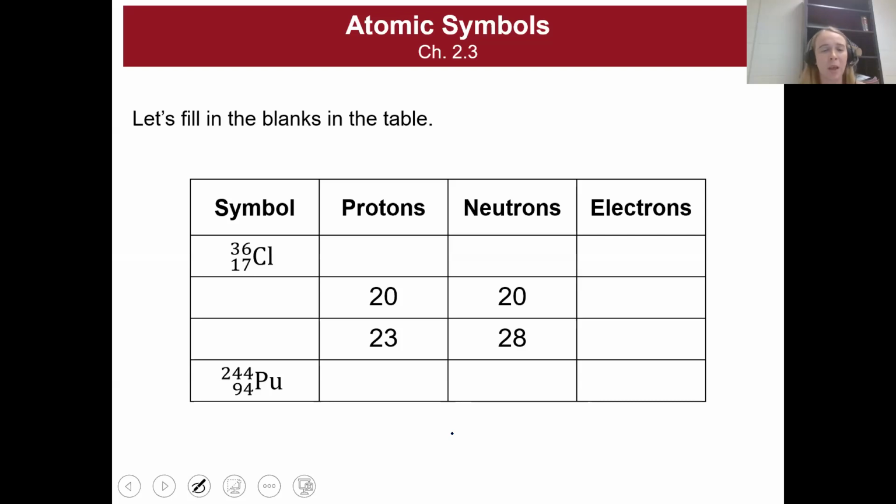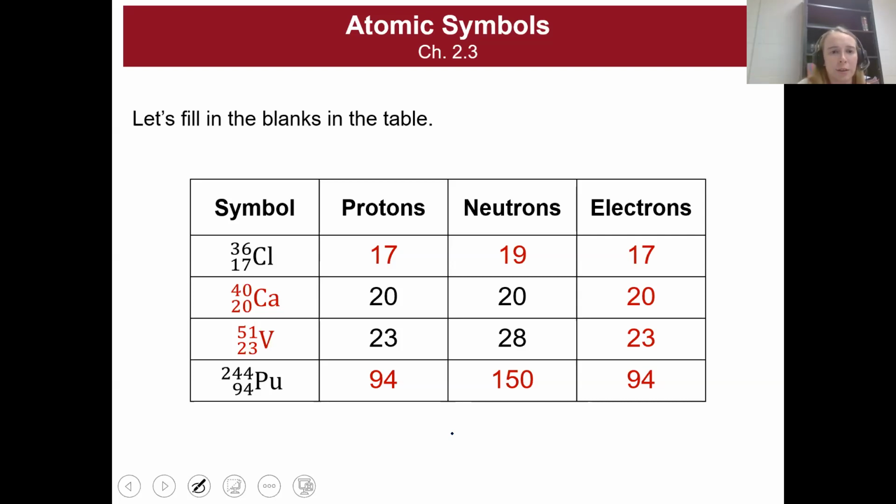Okay, all done. I'm glad you practiced this yourself and filled out this table. These are the answers. So we have chlorine with 17 protons and electrons, calcium with 20 protons and electrons, vanadium with 23 protons and electrons, and finally plutonium with 94 protons and electrons. And the neutrons are there for you to figure out from the mass numbers. Cool. I'm glad you practiced that. That will be on your homework.